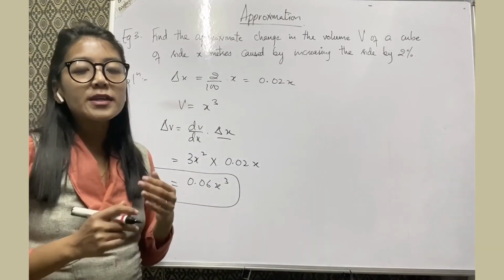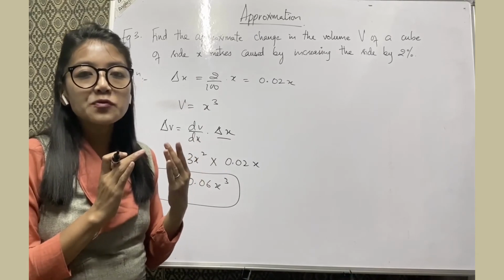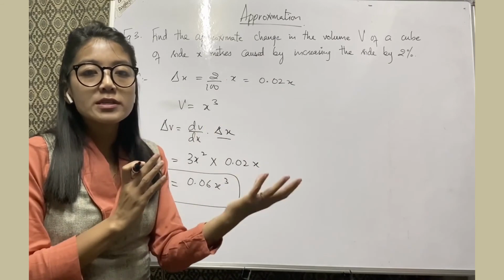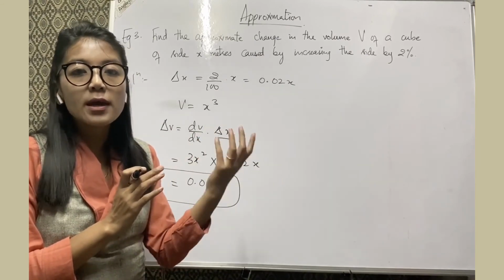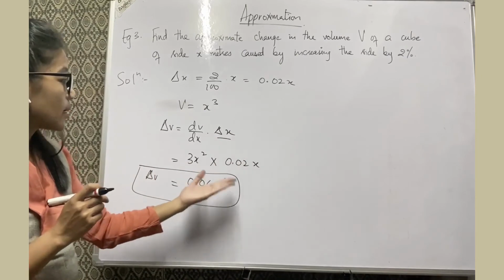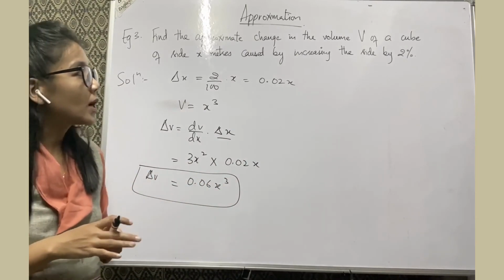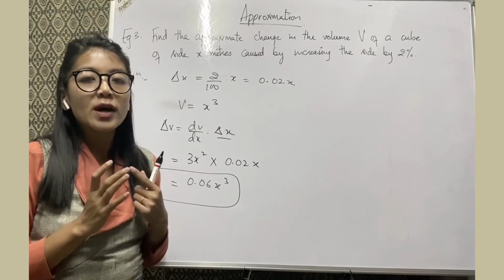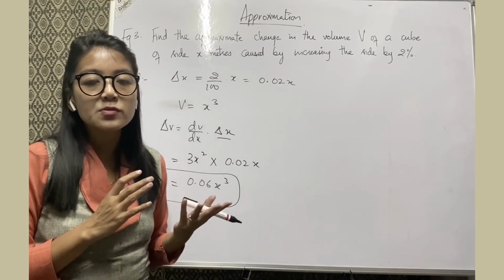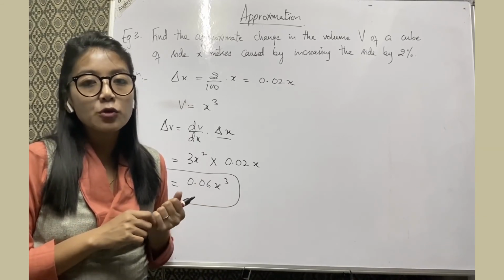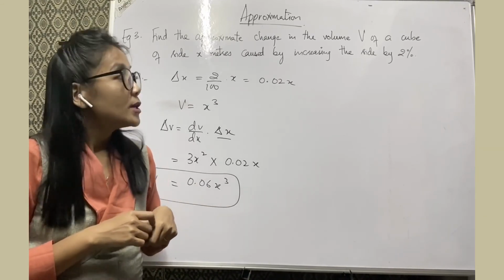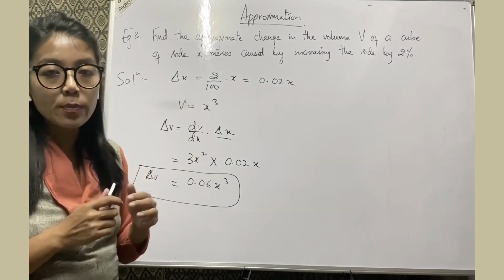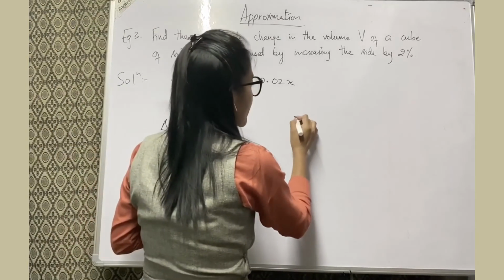When you are asked to find out the approximate change, then you only have to find out delta y. What will be the corresponding change in the function when there is a change in the variable x? This is what you are asked to find out. If you are clear with the concept and understand the question correctly, then it's very easy to solve, and for that you need to do a lot of practice.